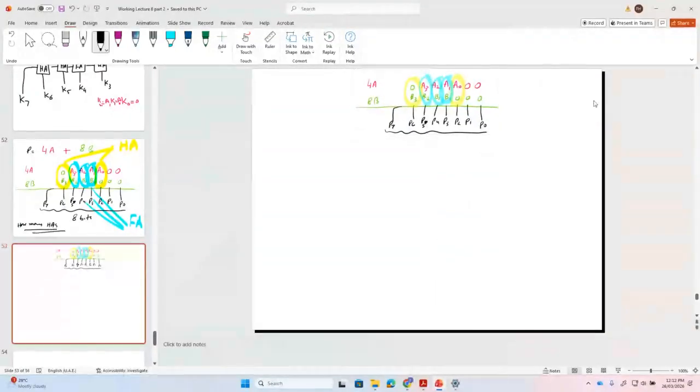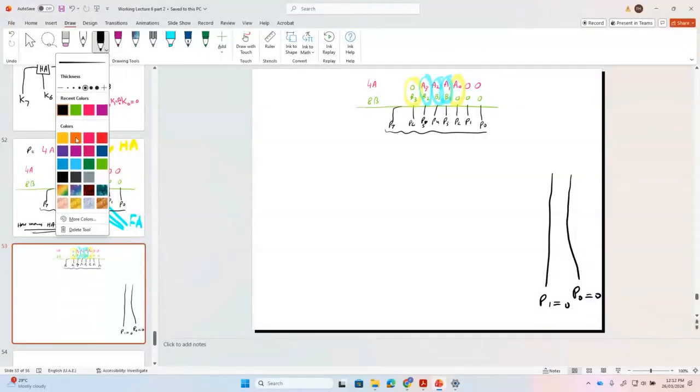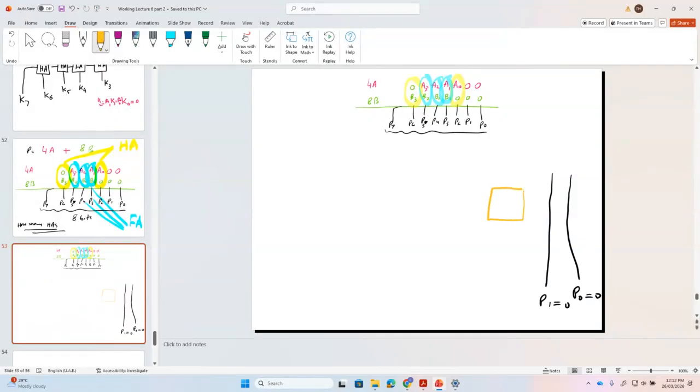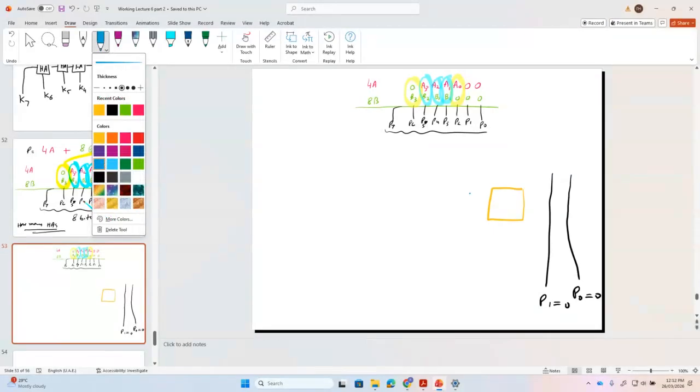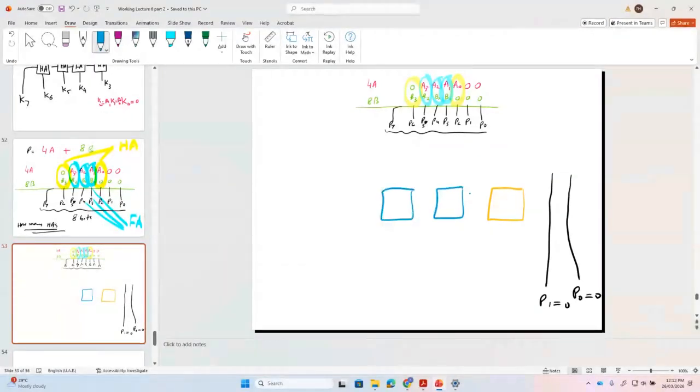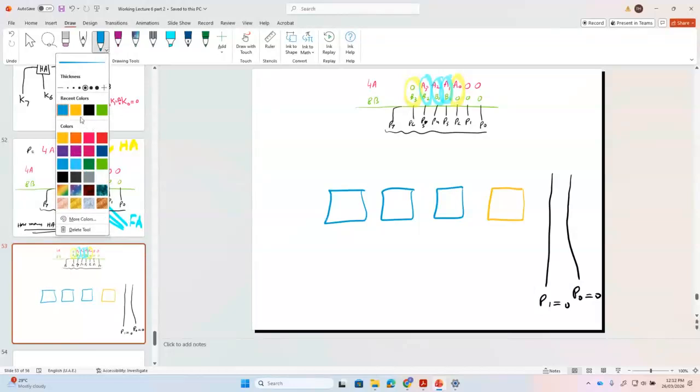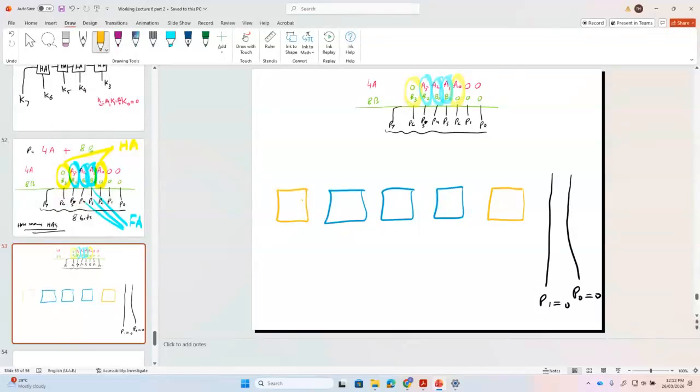Okay. So now we have P0. What is P0? 0. P1, 0. 0. Then we need a half adder. For the half adder, I'm using a yellow color. For the full adder, I use the blue color. So one full adder, another full adder, and another full adder, and for all the half adders, I'm using the yellow color. Got it or not got it?